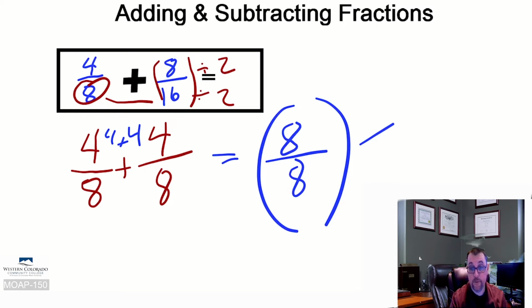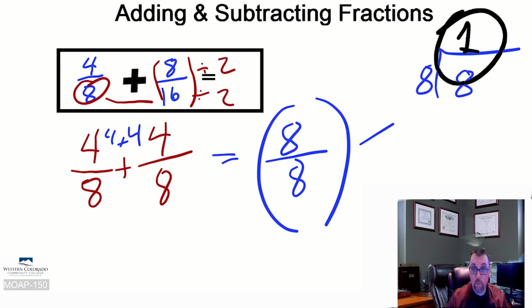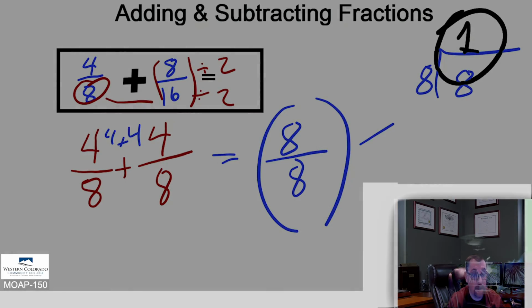Is that an improper fraction? Yes, it is. We have to reduce it. So we essentially do 8 divided by 8. And what we come up with is 1. So those are the arithmetic functions of fractions.